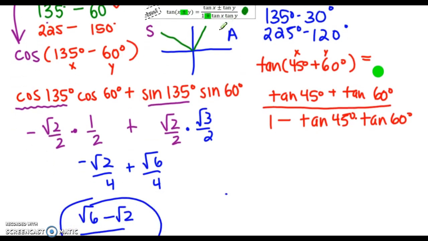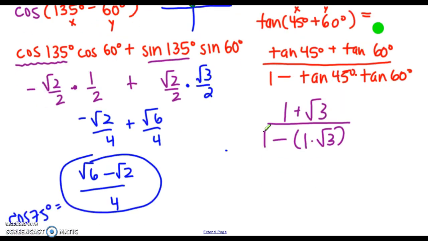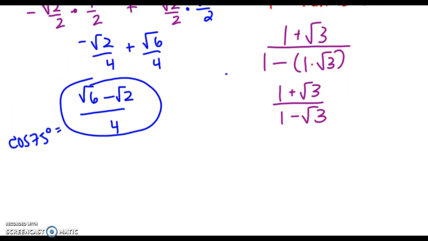We're going to stay in the first quadrant, so everything's going to be positive when we do our trig stuff. So tangent of 45 is 1, tangent of 60 is radical 3. And then denominator 1, subtract, tangent of 45 is 1, tangent of 60 is still radical 3. So this is going to be 1 plus radical 3 over 1 minus radical 3. That is not considered simplified. You need to go in and actually do the conjugate business that we did in our warm-up.